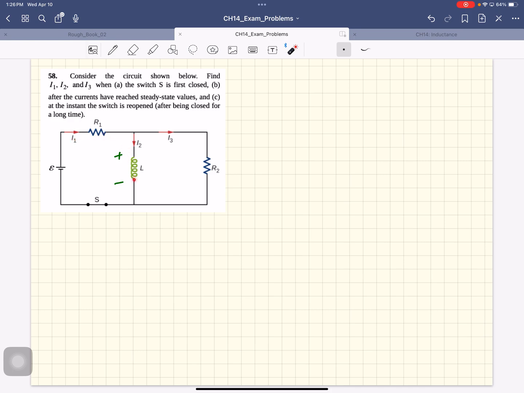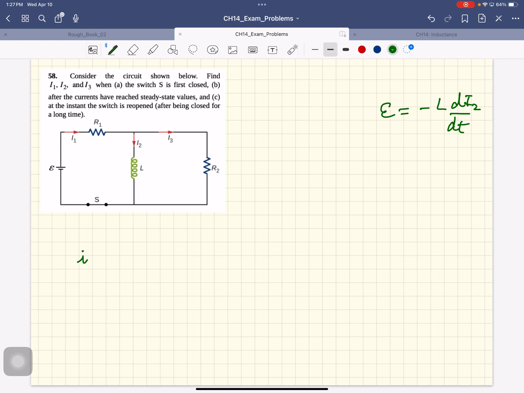Once the currents have reached steady state, this being an ideal inductor, the current is not changing anymore. This potential drop goes away. Remember that potential drop was minus L dI2 by dt. Once this has gone to zero, this has become a short, and the current goes through here like that. There's no current over here because there's no potential drop across this. So in steady state, I3 will be zero.